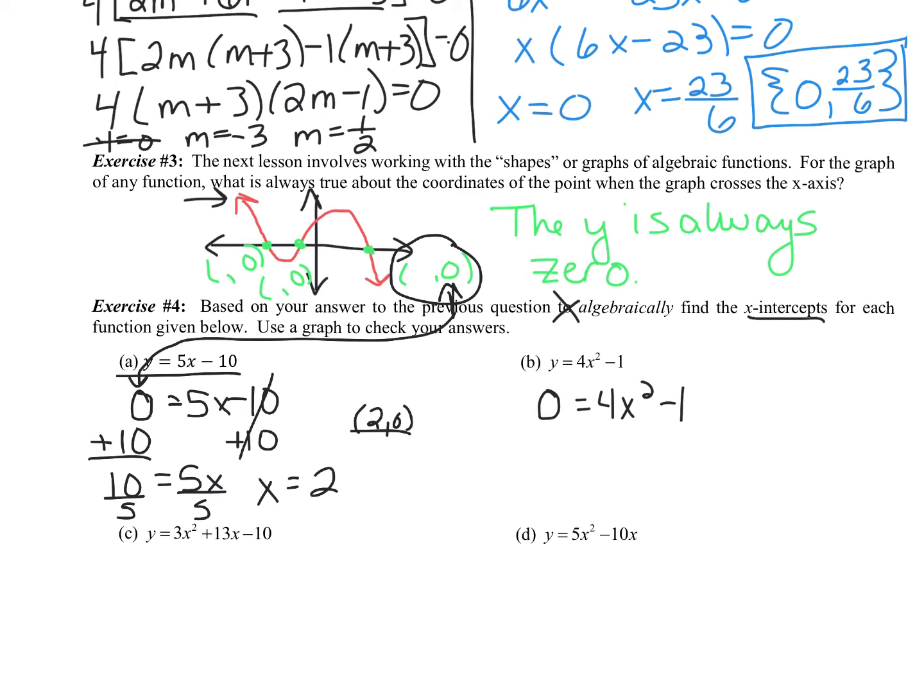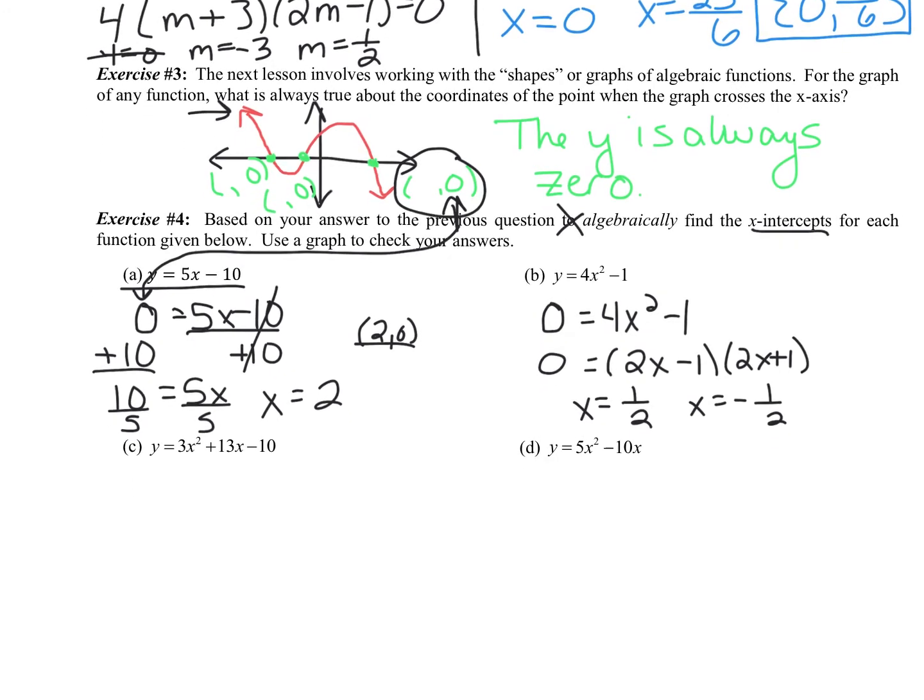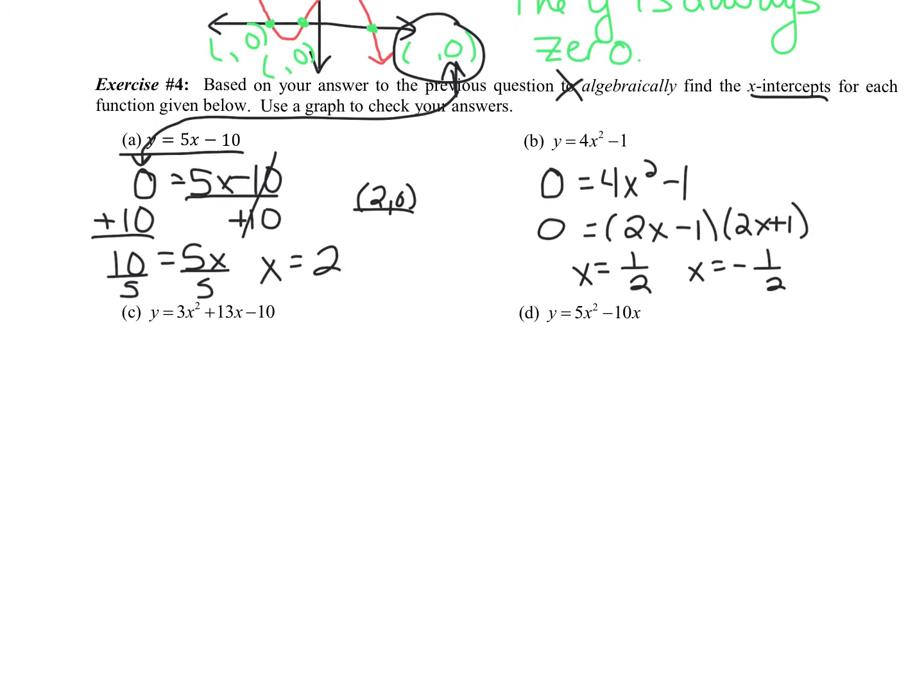Now this equation is quadratic. This one was not; that's linear. This is quadratic, or x squared. So this one I do want to use my factoring. And this is a difference of perfect squares. So the two spots this graph crosses the x-axis are 1/2 and -1/2. Moving down the page, we have 2 more to look at. So finding x-intercepts here, set the equation equal to 0.